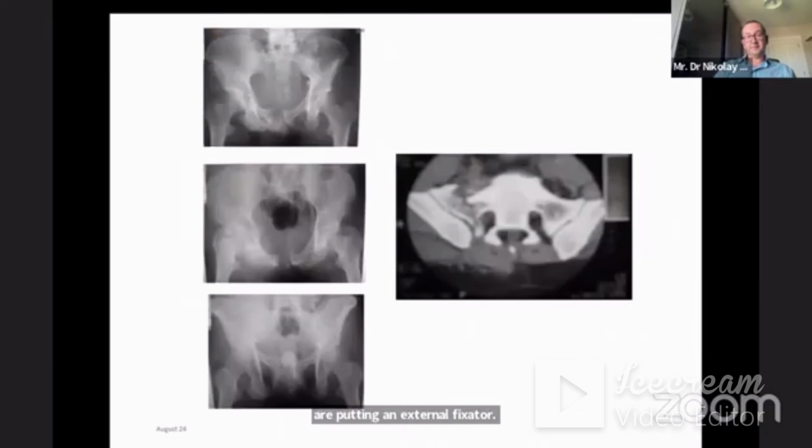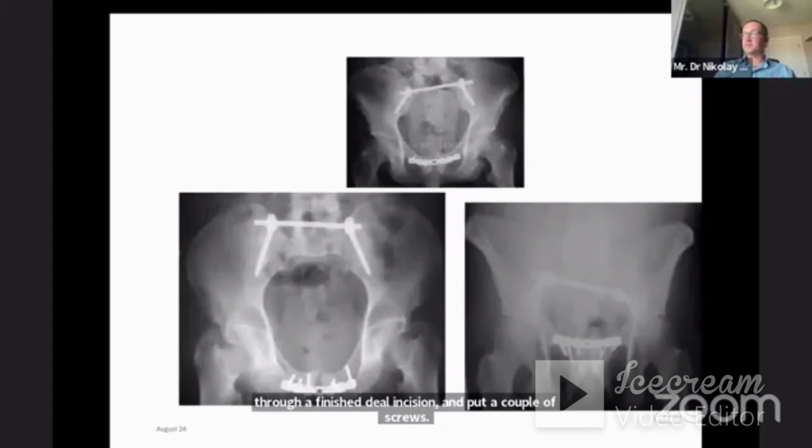This was the first fracture that we used this for. We put first a small plate through a Pfannenstiel incision and put a couple of iliac screws to fix the fracture. This was truly minimally invasive, but we used two approaches, anterior and posterior.